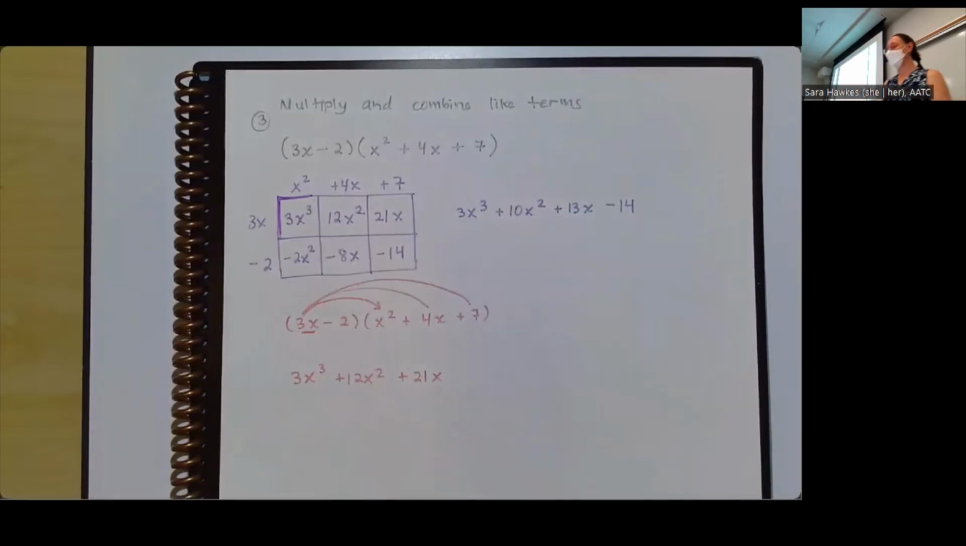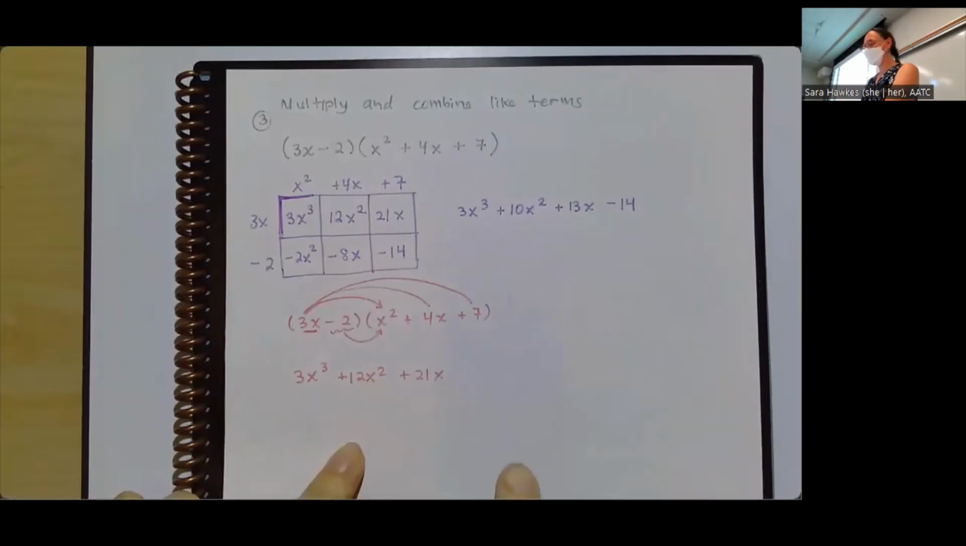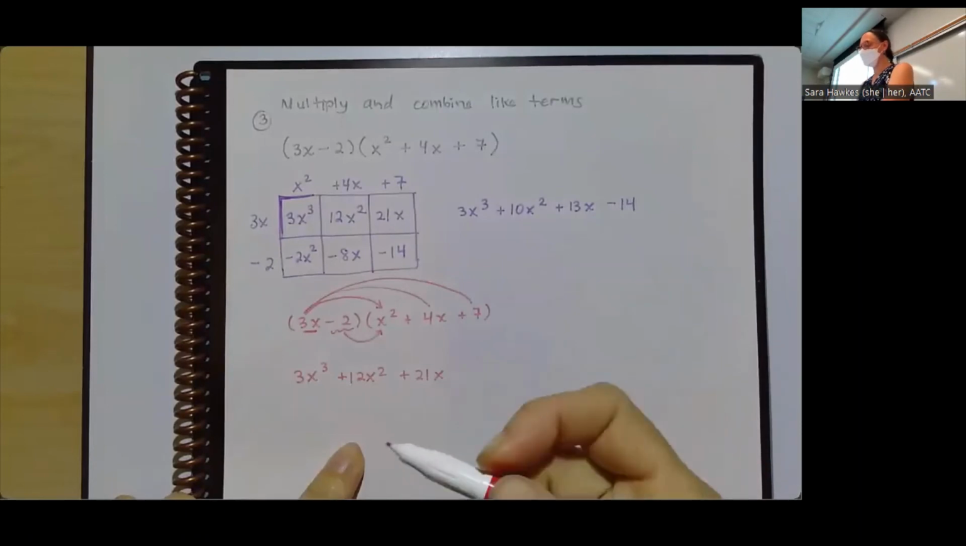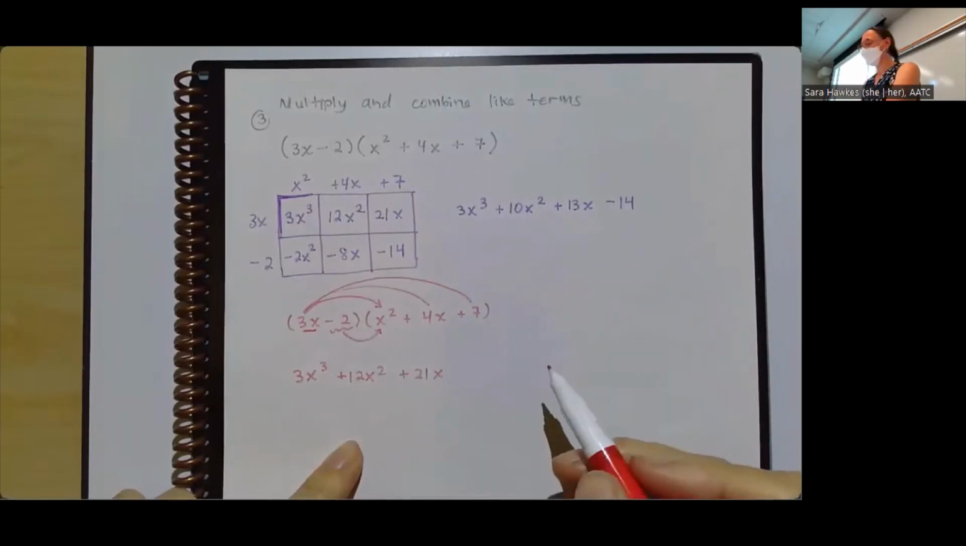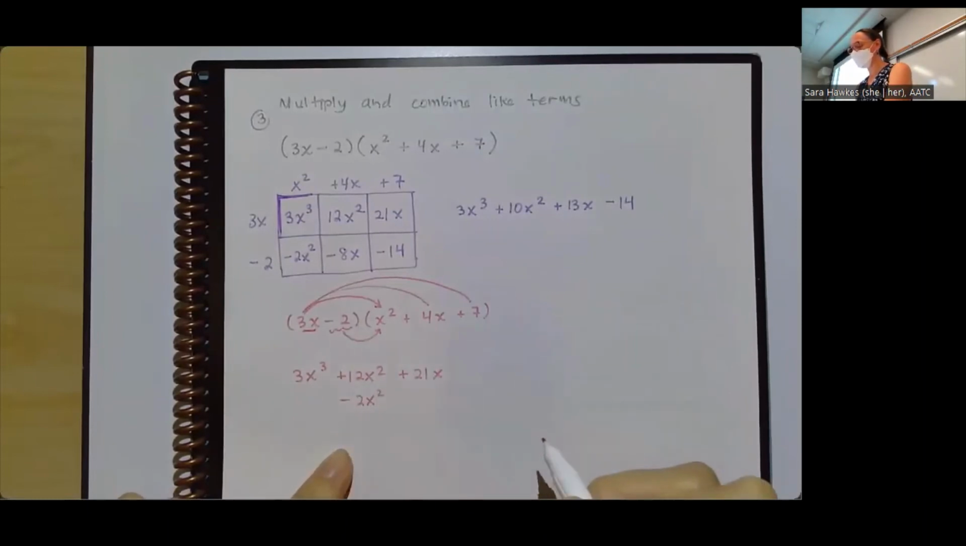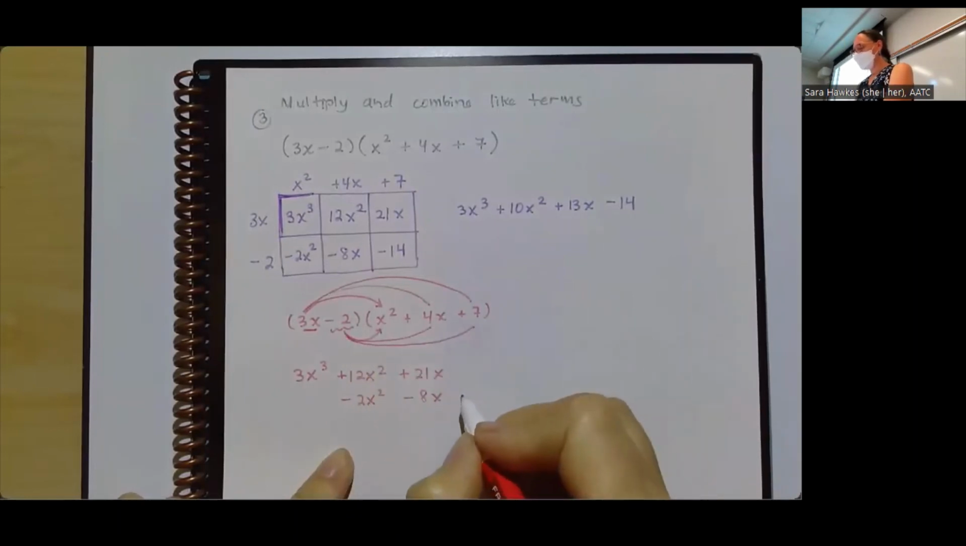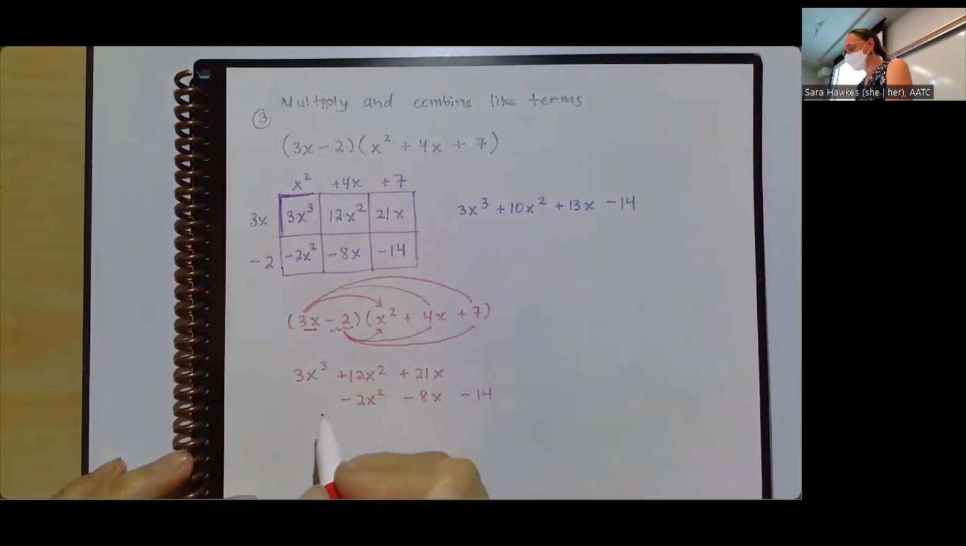And what I like to do if I'm using this method is I'll actually line up vertically the terms that match. So when I go back through and I multiply negative 2x times x squared, instead of keeping that over here, I'll line it up vertically with the same power of x. So I've got a negative 2x squared, and I'll just put it right underneath that x squared. And then I'll have a negative 8x and negative 14. That way, when I go to combine my terms, everything's lined up for me.